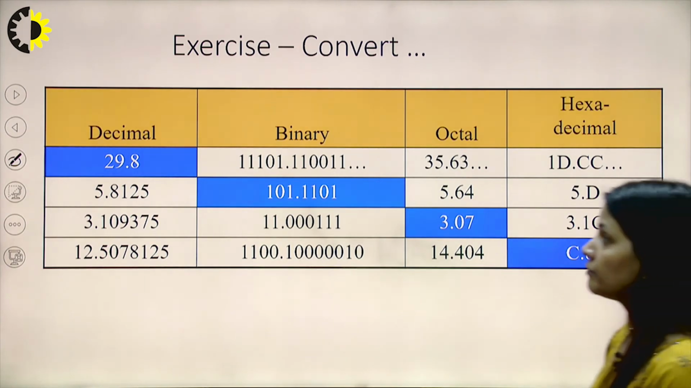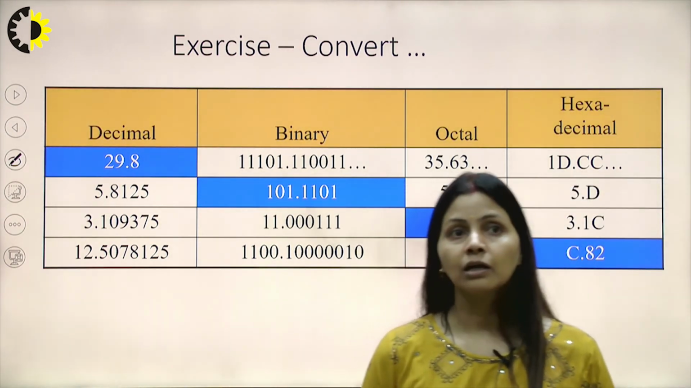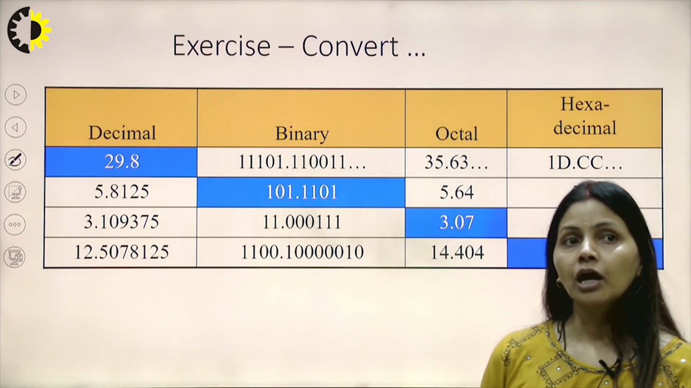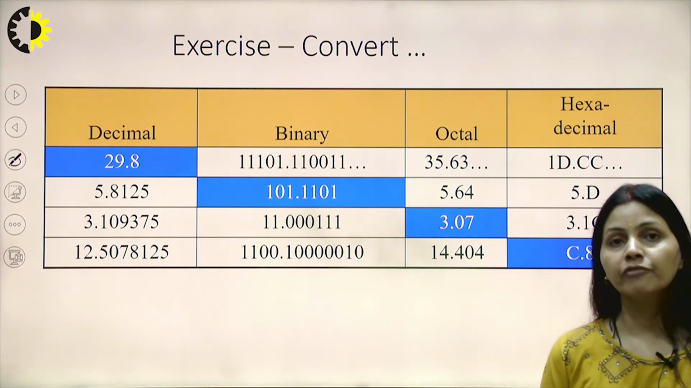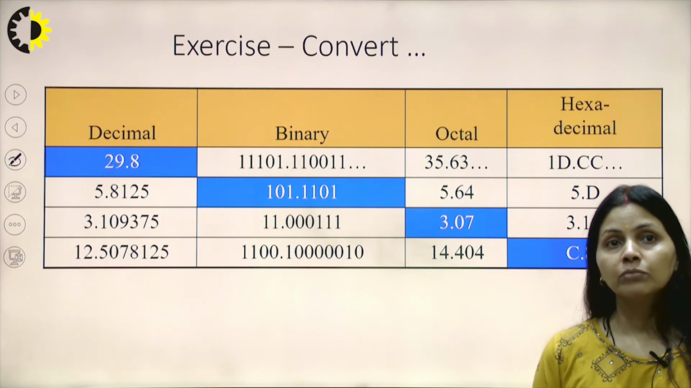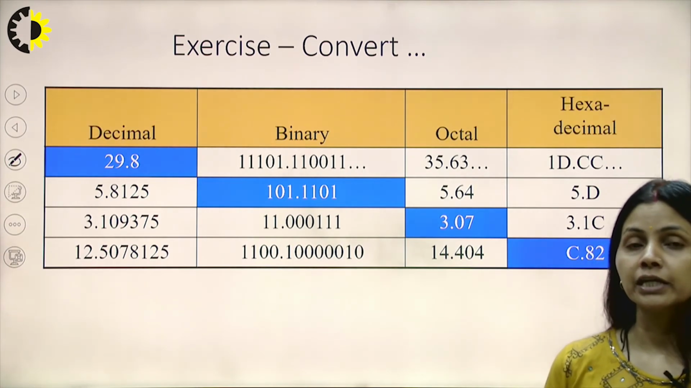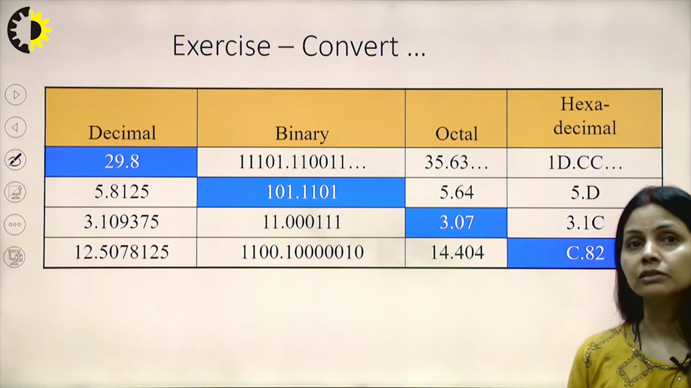Here we have a table which shows how to convert a decimal number to binary, and all these are fractions: binary number in fraction, octal number in fraction, and hexadecimal number in fraction.